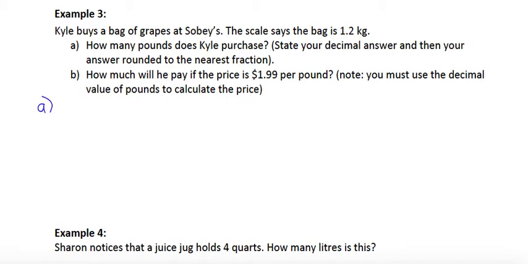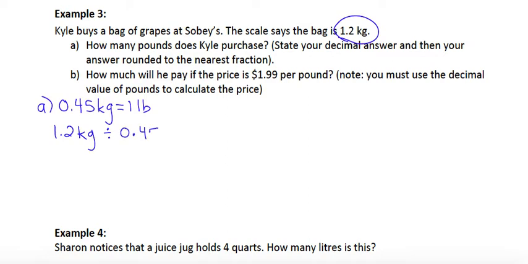So for part A, we want to use the conversion of 0.45 kilograms is the same as 1 pound. And we are going from kilograms, so a metric measurement, so 1.2 kilograms, to an imperial measurement. So we want to divide. So 1.2 divided by 0.45 gives us approximately 2.7 when we round that, and that's 2.7 pounds.